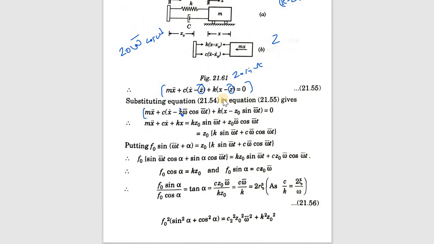Now I can substitute these terms. Instead of this term I am introducing a new term, that is, here I am having two terms. So I am converting this into f0 sine (omega t plus alpha), where alpha is the phase. Therefore I am substituting here, instead of this, f0 sine (omega t plus alpha). So here I can substitute, that will be equal to this term.